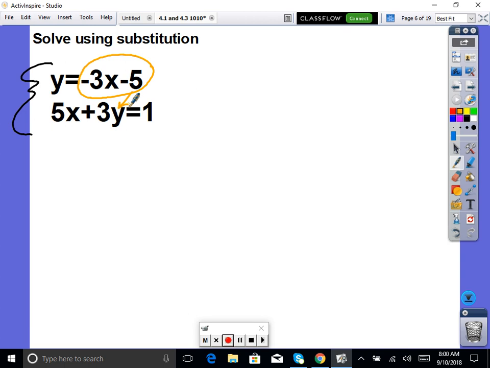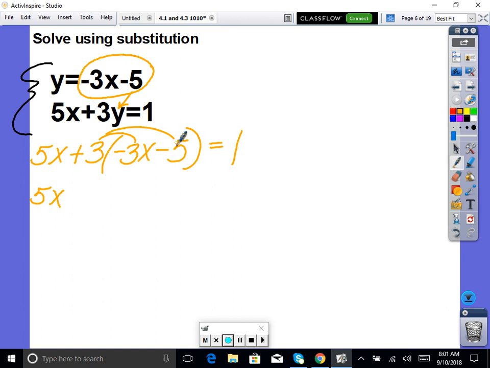So rewrite it. Now instead of this, we actually have 5x plus 3. Y is gone. We now substitute it in instead: negative 3x minus 5. That's equal to 1. Now look, all x's. If you still have y's, you've done something wrong. That was the point of substitution, to only have one variable. So now let's multiply that out. Ding, ding. So 5x minus 9x, true? Minus 15 equals 1. Combine like terms.